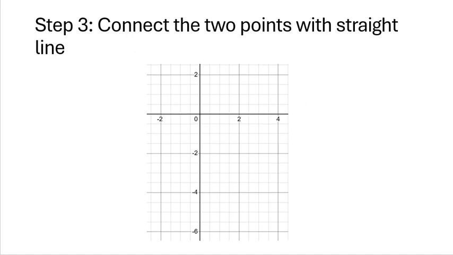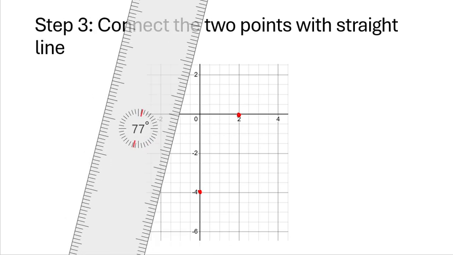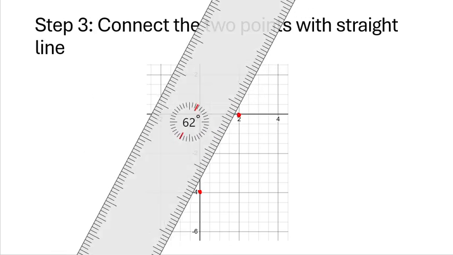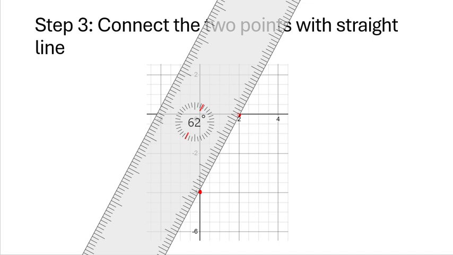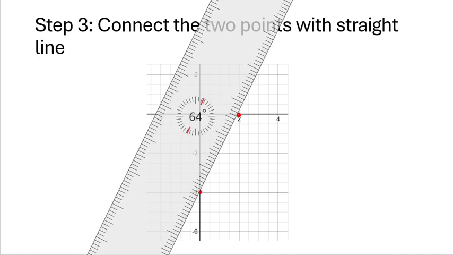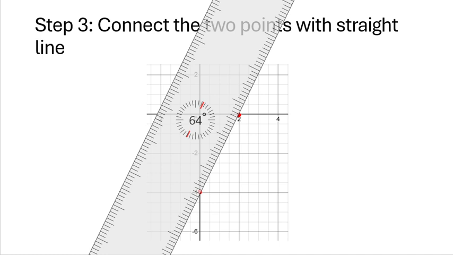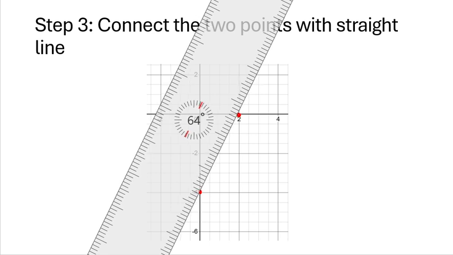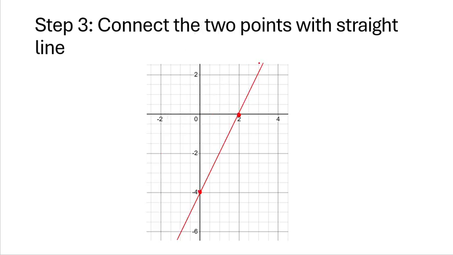The next step is to connect the 2 points with a straight line. So let's just do that, okay? Let's just grab your ruler, line it up, draw a nice straight line. As you can see, my ruler doesn't work that well, but it'll be relatively close. So just make sure you draw the double arrows indicating that it keeps going.